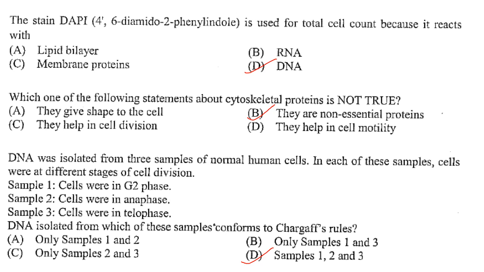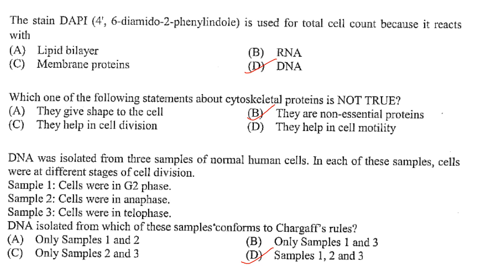So Chargaff's rule states that in a double-stranded DNA, the amount of A is equal to the amount of T and G is equal to the amount of C. So this rule applies to the DNA molecule as a whole, regardless of whichever stage of cell division it is. Now cells in the G2 phase, the DNA content is doubled, but the ratio of A to T and G to C will remain the same.